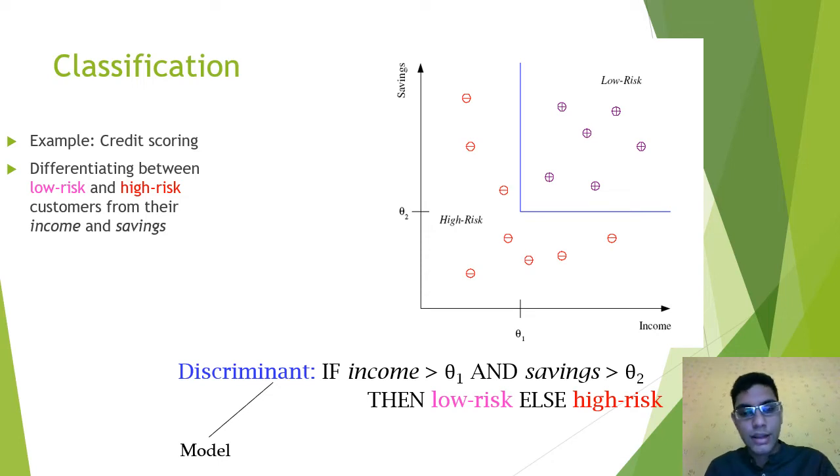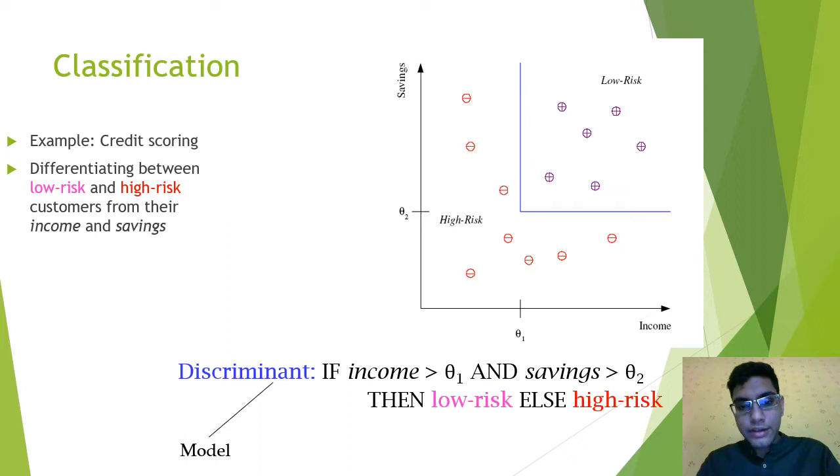The first example is credit scoring: differentiating between low risk and high risk customers from their income and savings. This is done by classification. Classification takes a set as an input, then provides the outcome of which set it belongs to. You have to provide some conditions, and from those conditions, it will tell you which input goes in which set, such as spam or non-spam in the case of emails, or low risk or high risk in the case of credit scoring.